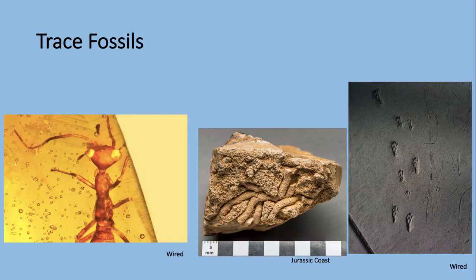So this bug caught in amber on the left side, that would be a trace fossil. In the middle, you have some kind of worm burrows in sediment, and then on the right you have footprints that were hardened into rock. Those are all trace fossils.